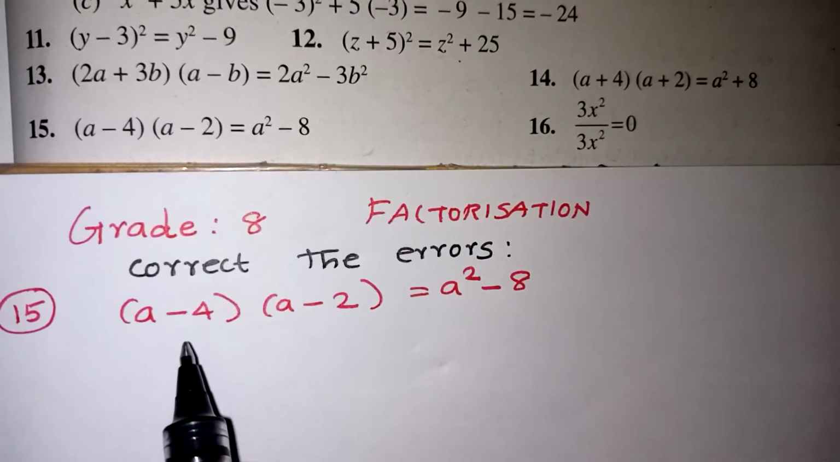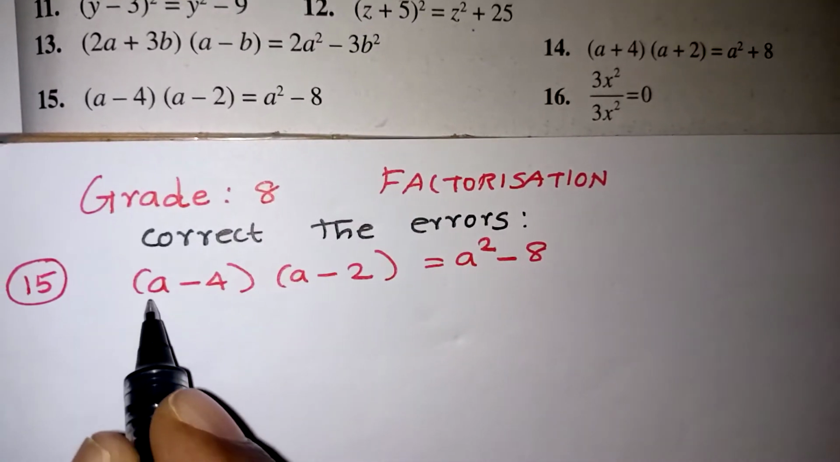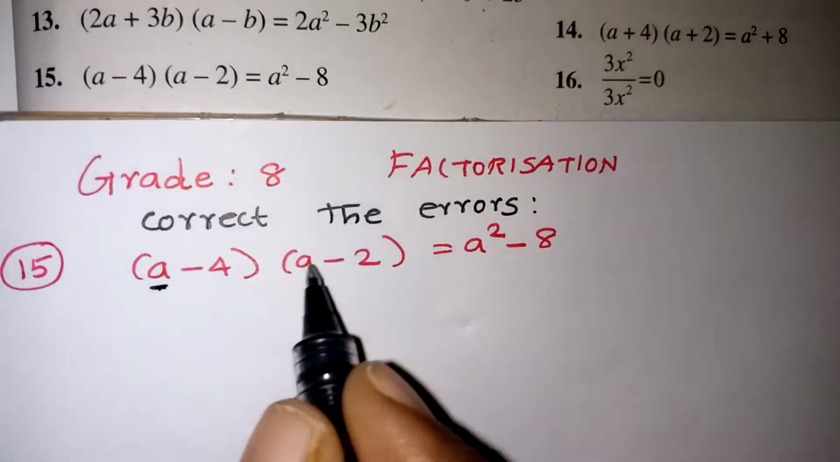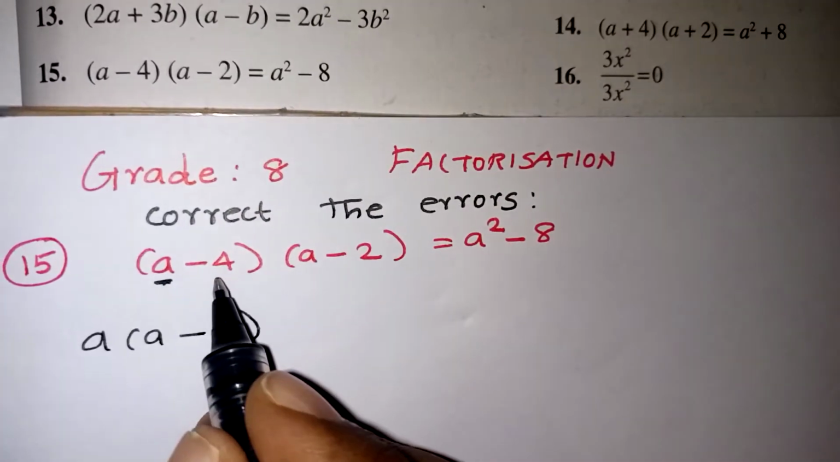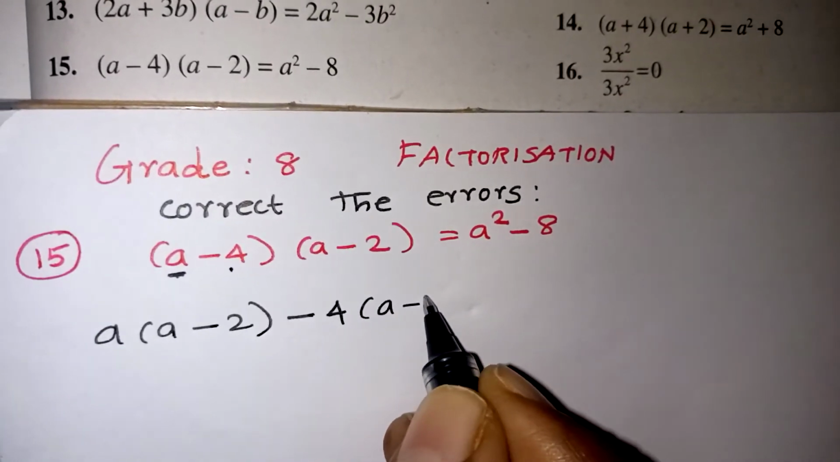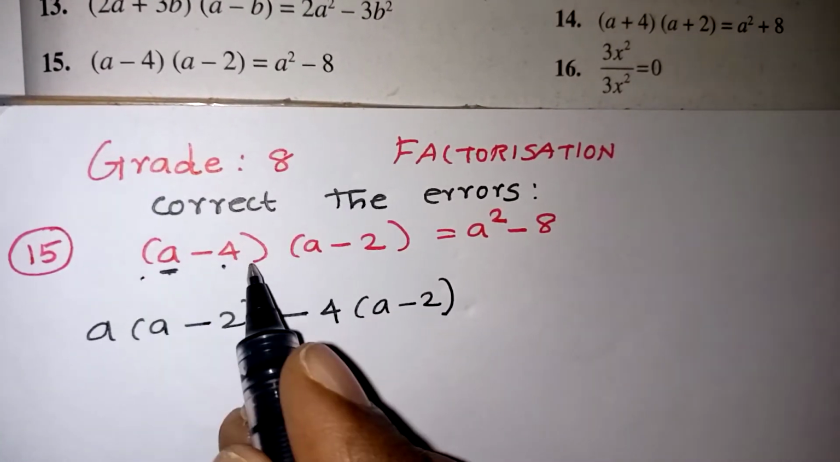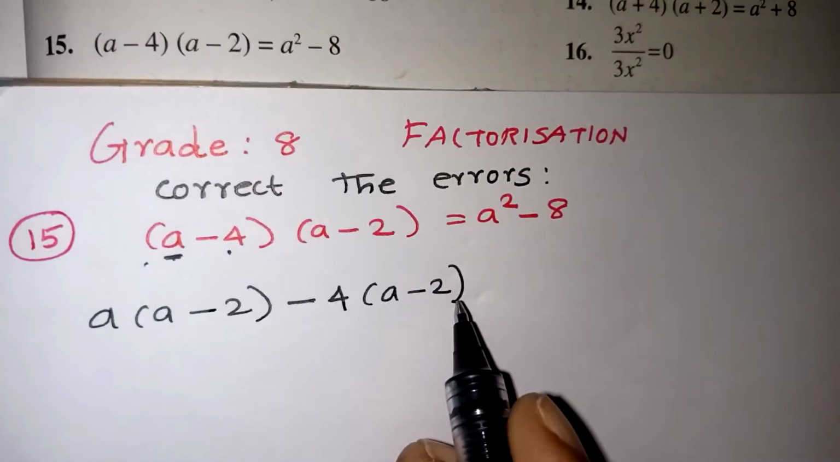First we have to multiply (a minus 4) and (a minus 2). The first term a should be multiplied with this (a minus 2), that is a into (a minus 2). Next we have to multiply this minus 4 with the second term, that is minus 4 into (a minus 2) we have to write. Both the terms should be multiplied with this (a minus 2). First a should be multiplied, then the minus 4 should be multiplied.